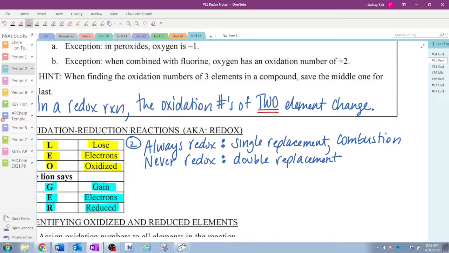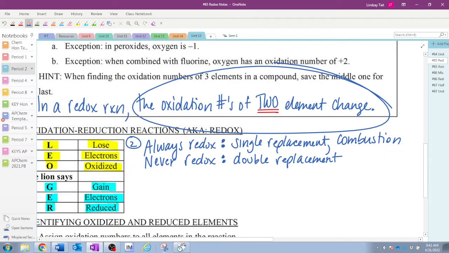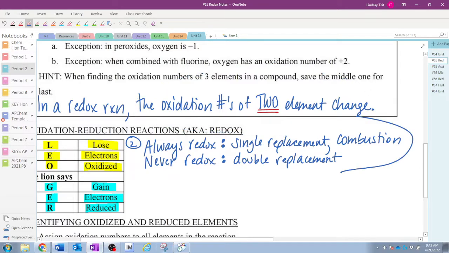So, yes, you can assign oxidation numbers to everything in all four equations. That'll get you your answer, but you could definitely make it quicker by eliminating some of your answer choices from remembering this. Mrs. Tate, what about synthesis and decomposition? Those are, it depends. Sometimes they are, sometimes they aren't. So I can't say 100% one way or the other.